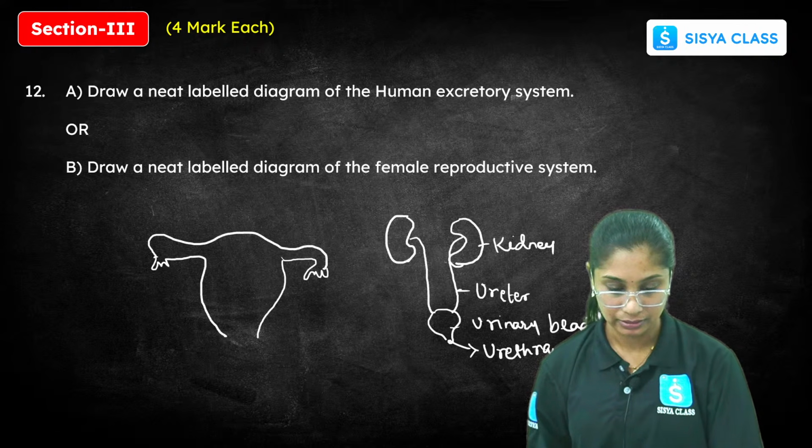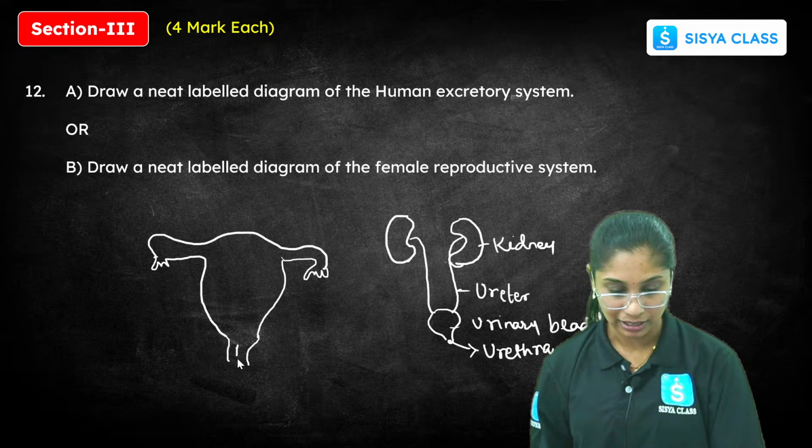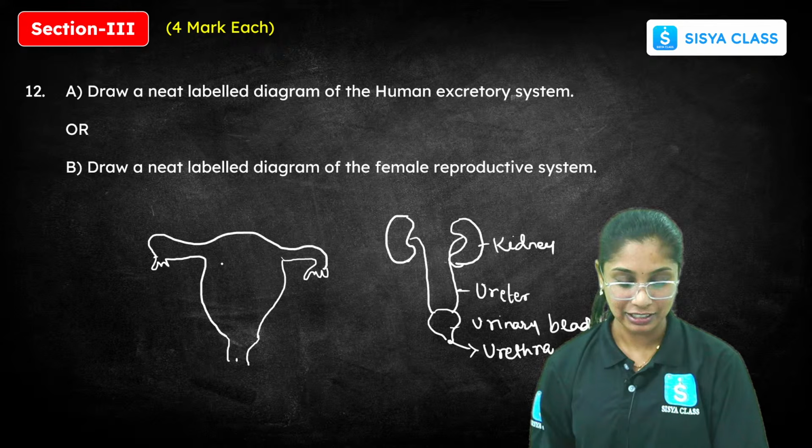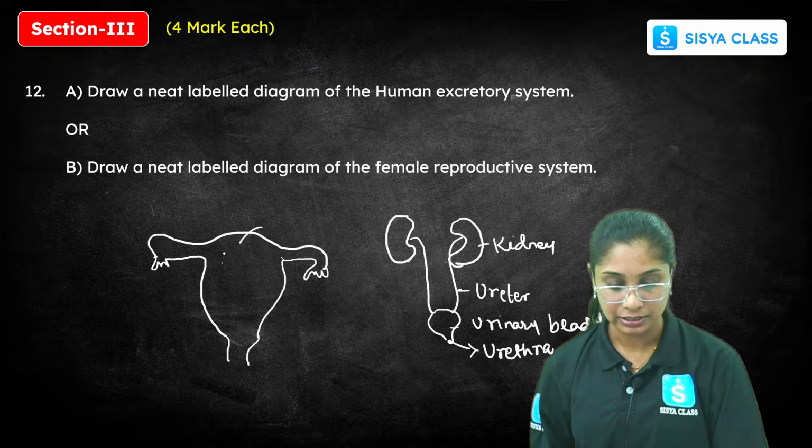Yes, please. Have you drawn this one? I think, yeah, better than this. But okay, fine. So here we have uterine fundus. Here, uterine cavity. This is fallopian tube.